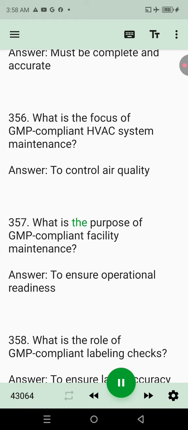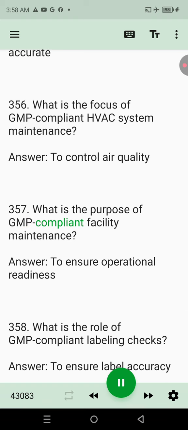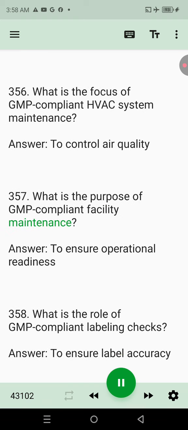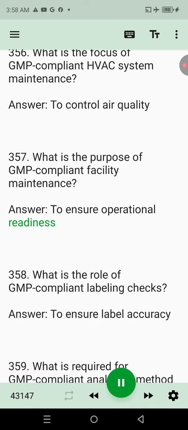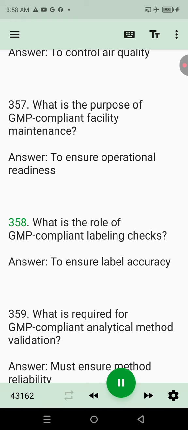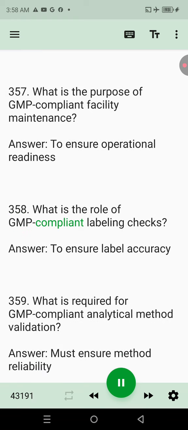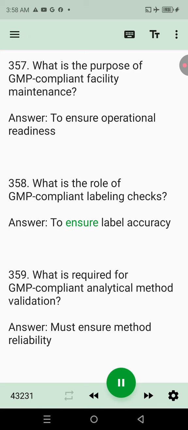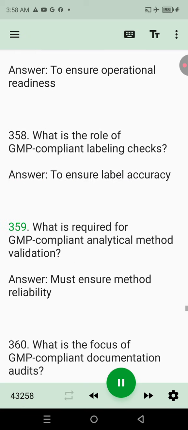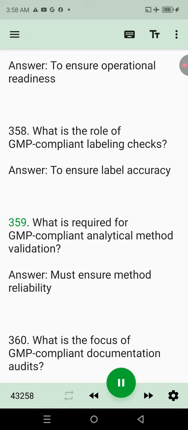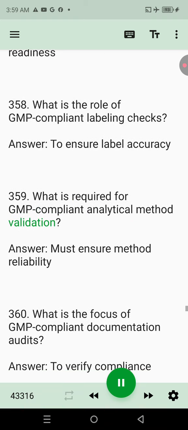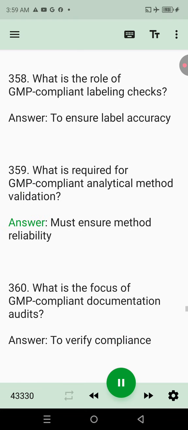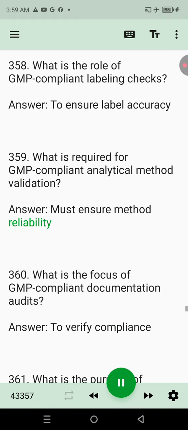357. What is the purpose of GMP-compliant facility maintenance? Answer: to ensure operational readiness. 358. What is the role of GMP-compliant labeling checks? Answer: to ensure label accuracy. 359. What is required for GMP-compliant analytical method validation? Answer: must ensure method reliability.